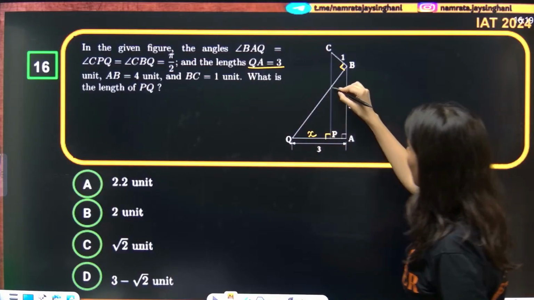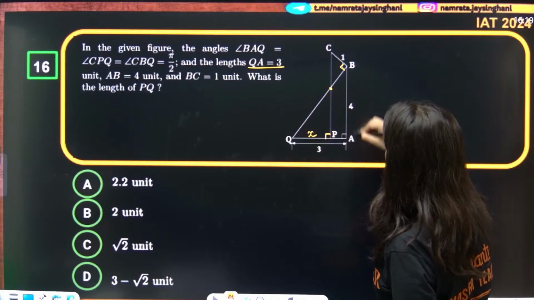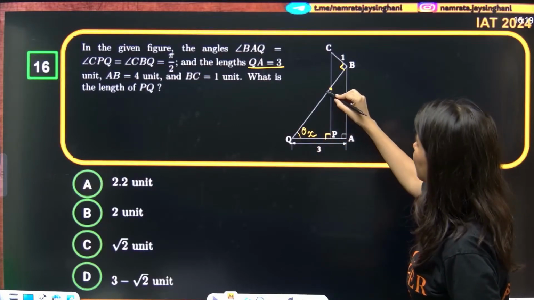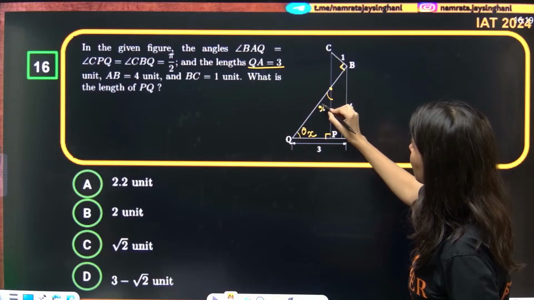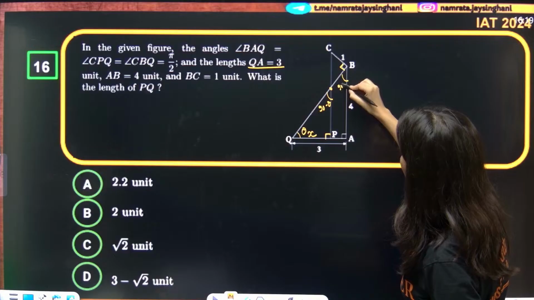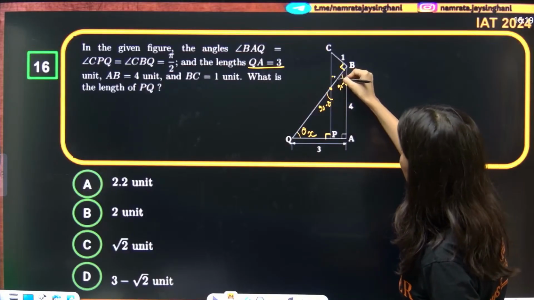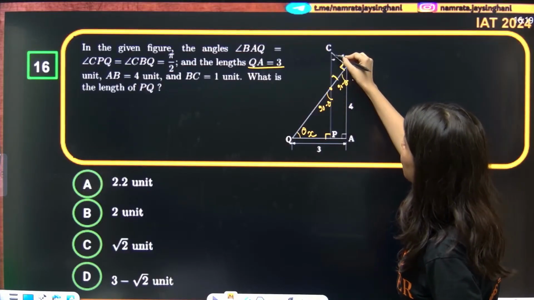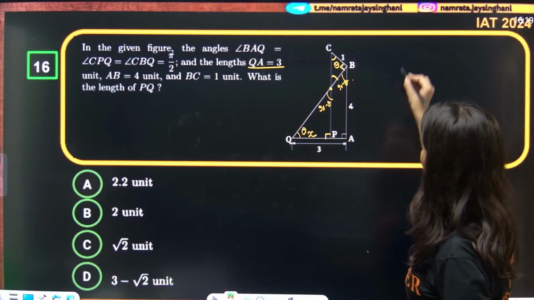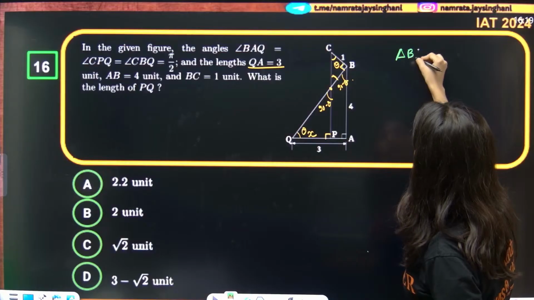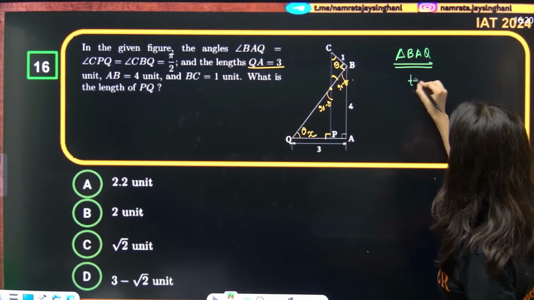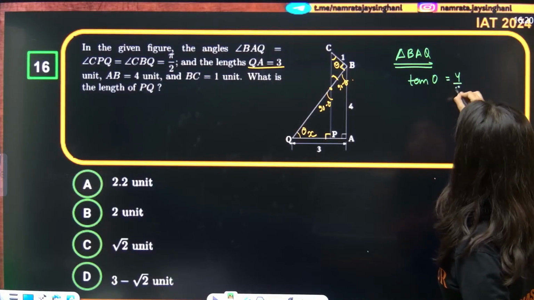Now understand, in this bigger triangle, this is your theta. So now this is also 90 minus theta. And in the bigger triangle, this is also 90 minus theta. If this is 90 minus theta, this is also 90 minus theta. If this is 90 minus theta, this is your theta. So let's just do one thing. In triangle BAQ, I am going to apply tan theta. Tan theta is 4 by 3.